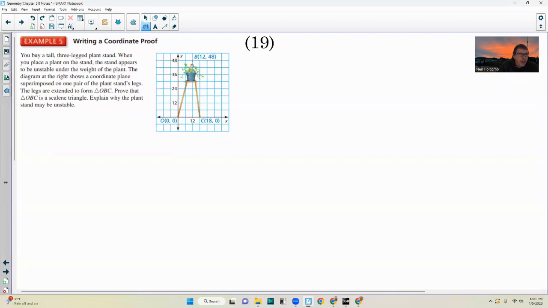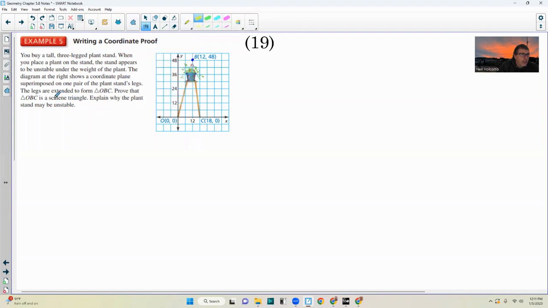Okay, example 5, writing a coordinate proof. You buy a tall three-legged plant stand. When you place a plant on the stand, it appears to be unstable under the weight of the plant. The diagram at the right shows a coordinate plane superimposed on one pair of the plant stand legs. The legs are extended to form triangle OBC, which is up here. See how this dotted line goes through to here. So the legs are extended to form a triangle OBC. Prove that triangle OBC is a scalene triangle and explain why the plant stand may be unstable.